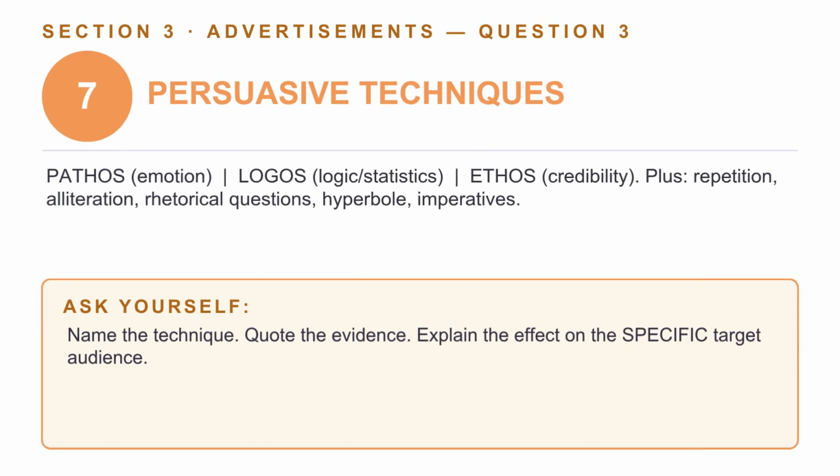Element number 7, persuasive techniques. These are the specific tools the advertiser uses to convince you. You need to know them by name. Emotional appeal, also called pathos. Logic and statistics, also called logos. Celebrity or authority endorsement, also called ethos. Then the language techniques: repetition, alliteration, rhetorical questions, hyperbole, and imperatives.